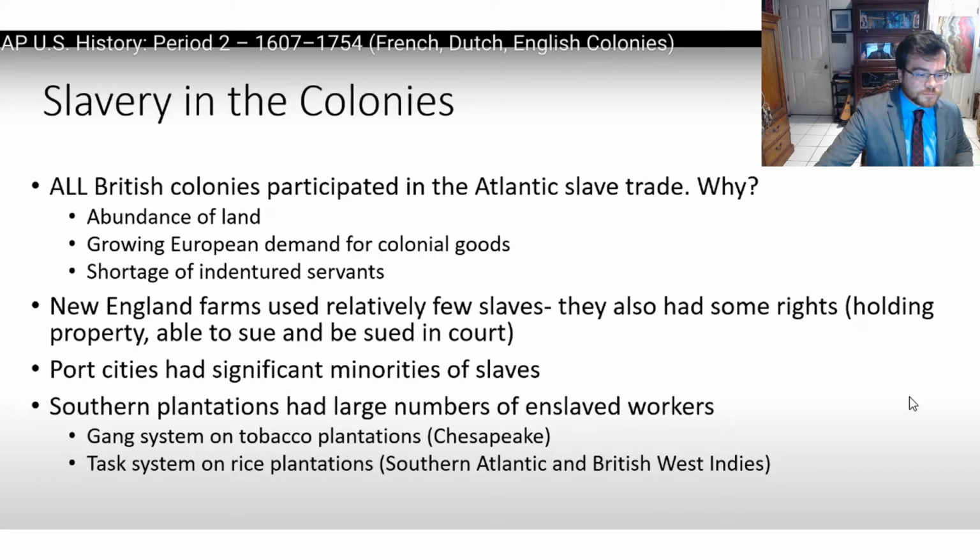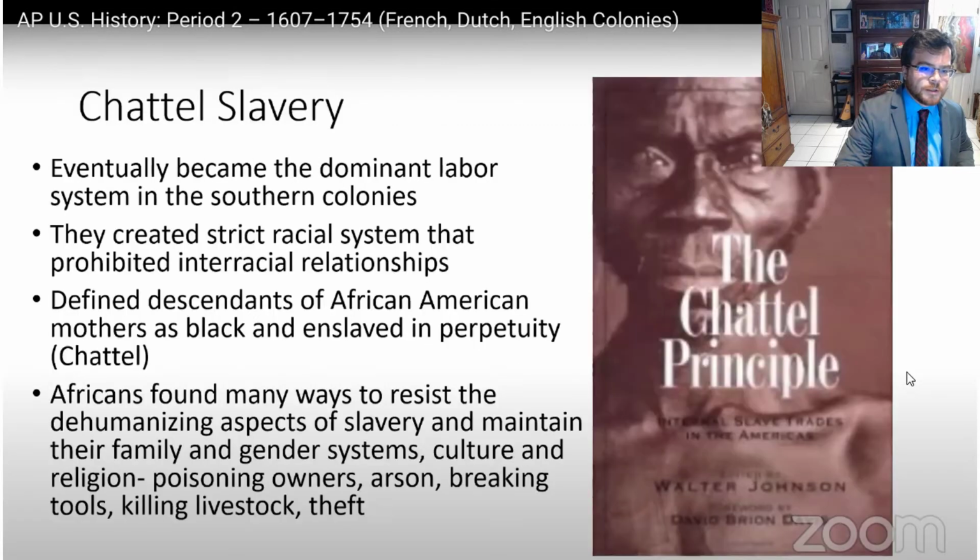In the south, there's a different story. They have labor-intensive plantation agriculture. They're going to have huge numbers of enslaved workers. So, tobacco plantations, they're going to have the gang system. And in the southern plantations in Georgia, for instance, or in Jamaica or the Bahamas, they're going to have the task system on the rice plantations or the sugar plantations.